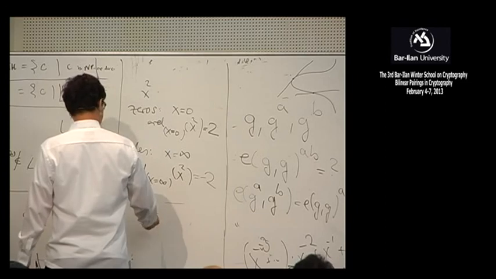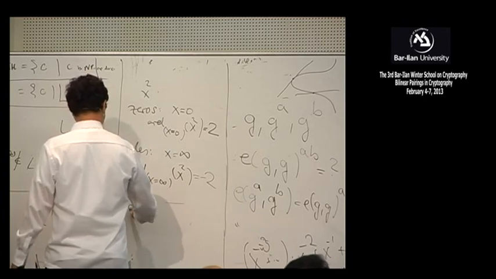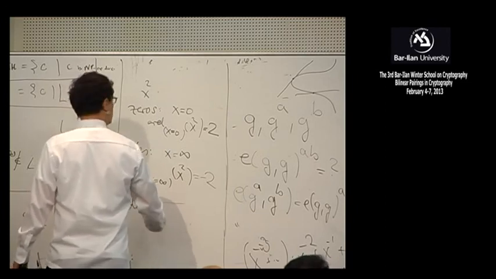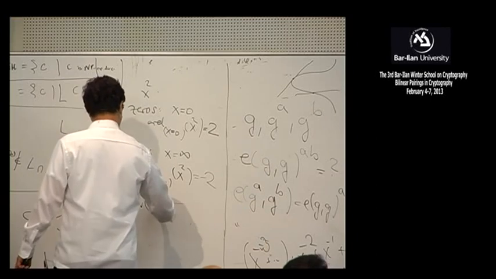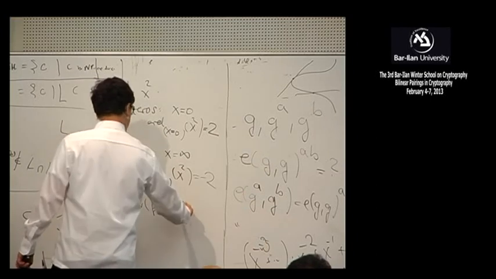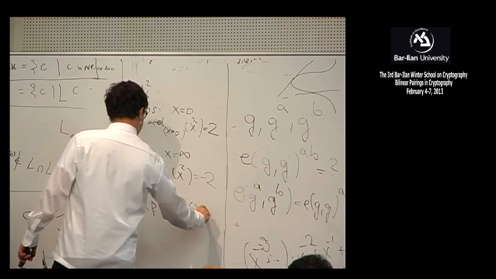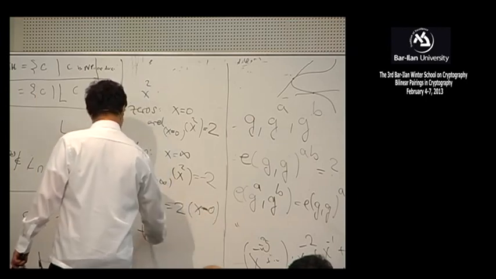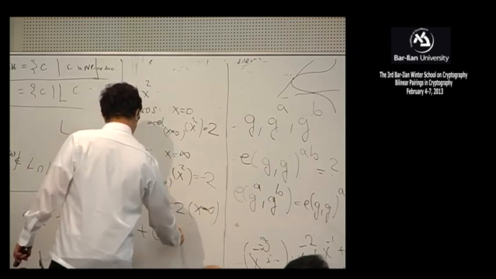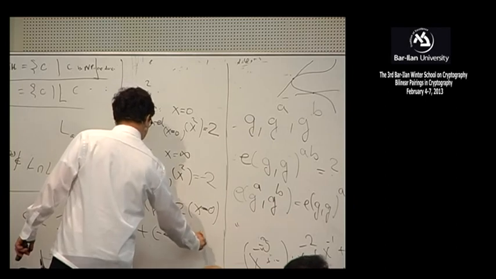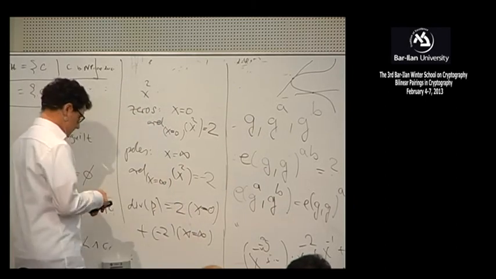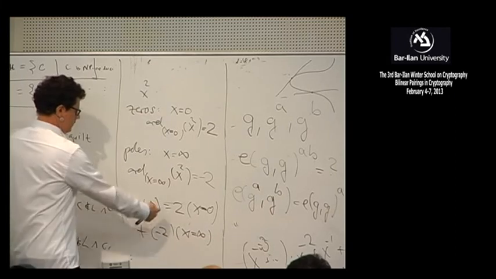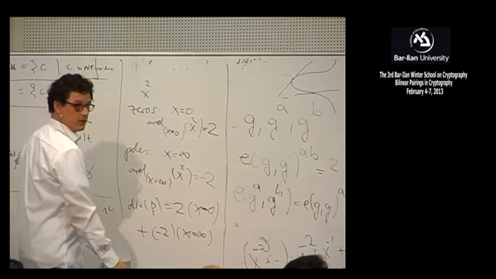And then, what is the divisor? The divisor would be 2 times the point x equals 0 plus minus 2 times the point at infinity. That would be the divisor. And summing up the values here, you see 0 comes out.